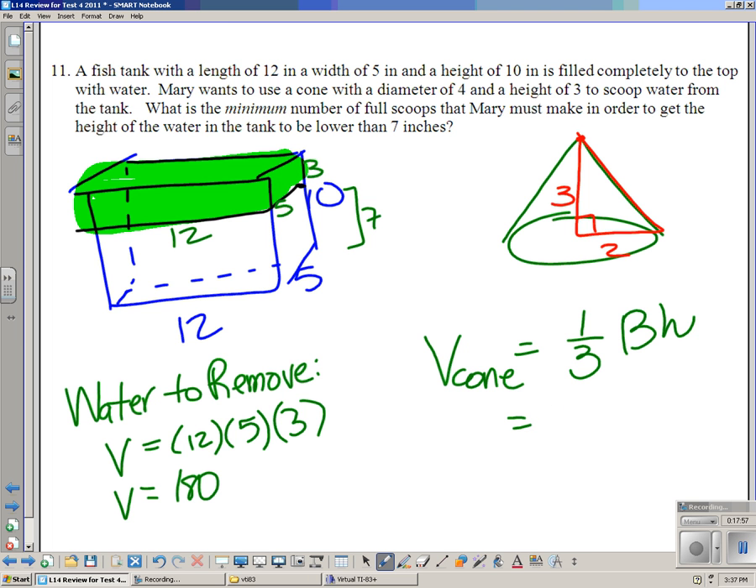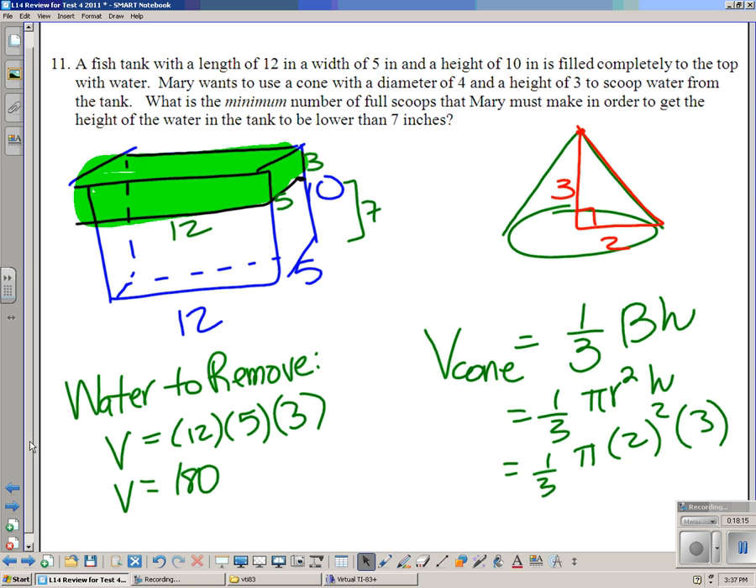So the volume formula for a cone is 1/3 Bh, where big B is pi r squared because the cone has a circular base. So we have 1/3 pi, the radius of the cone is 2, and the height is 3. Now, this is an applied problem.